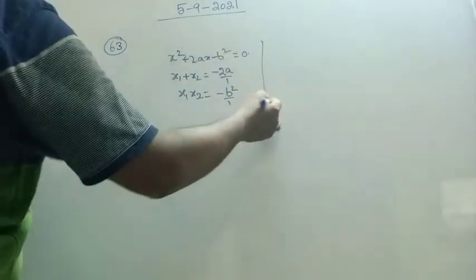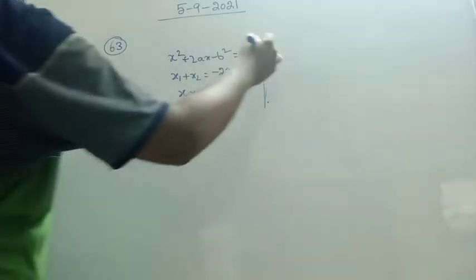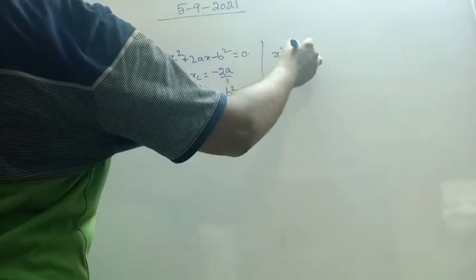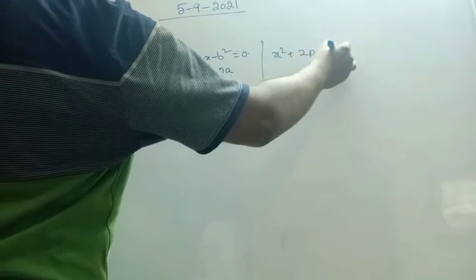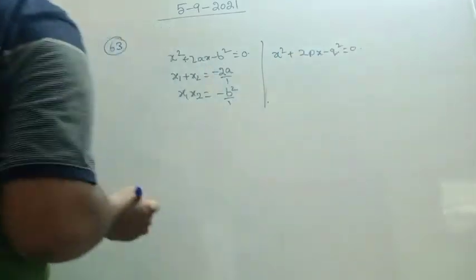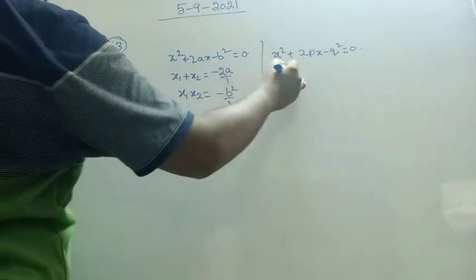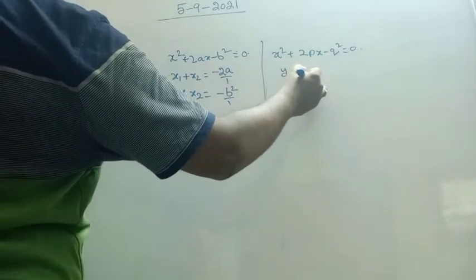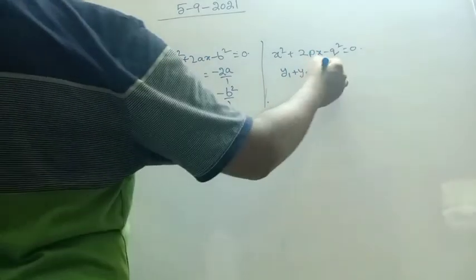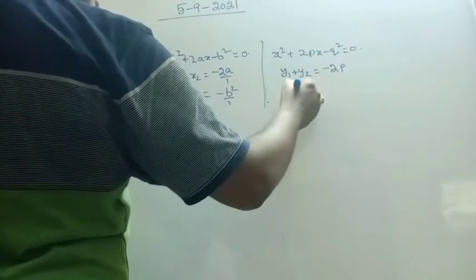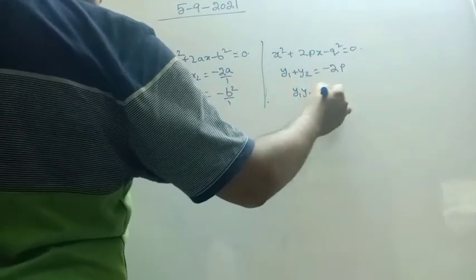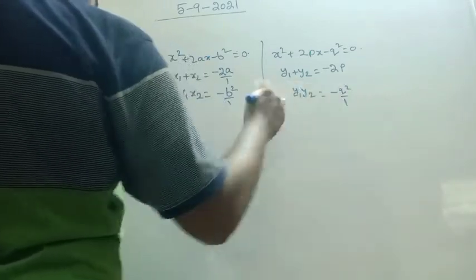And another thing you have given is x square plus 2px minus q square is equal to 0. Here they have given that their ordinates are the roots of this equation. That means the ordinates, the y coordinates: the sum of the roots is minus 2p, and the product of the roots is minus q square by 1. Now you know this thing.